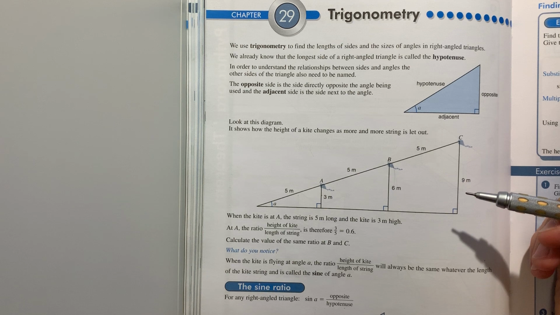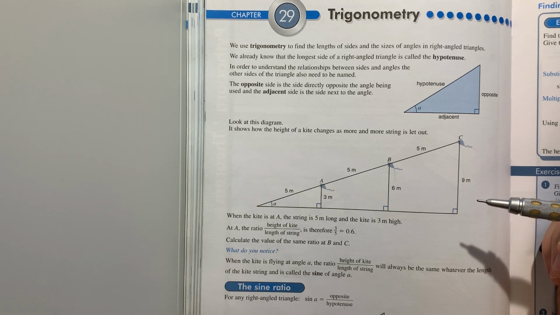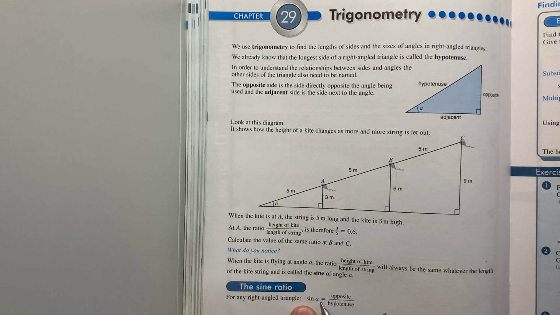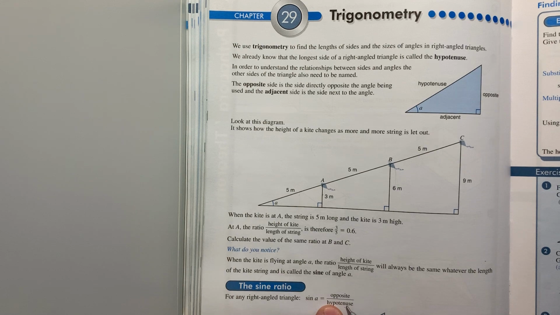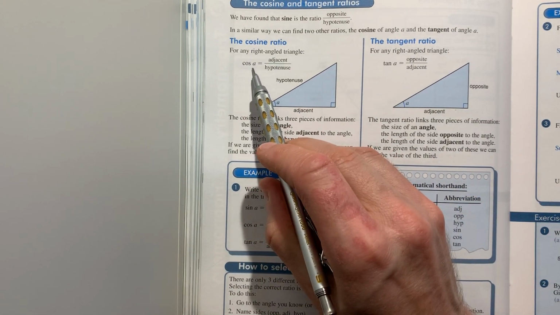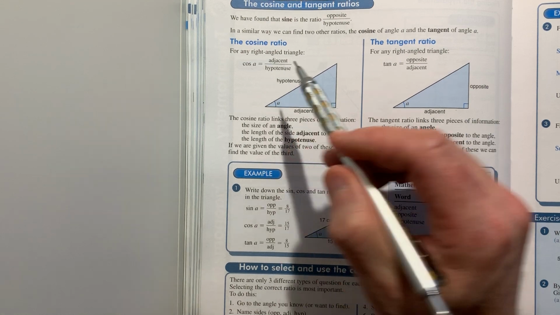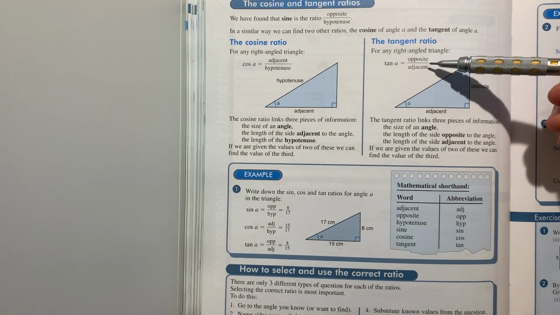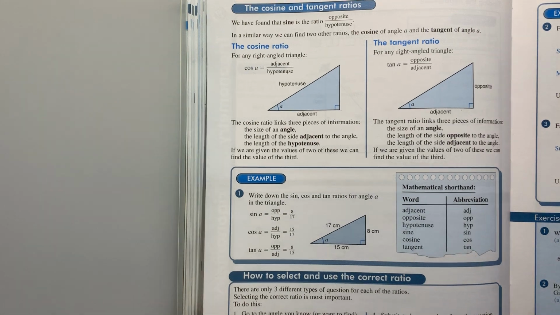I just wanted to give you a quick recap of Friday's lesson, where we introduced three trigonometric ratios. Sine A is opposite over hypotenuse, cosine A is adjacent over hypotenuse, and tangent A is opposite over adjacent.